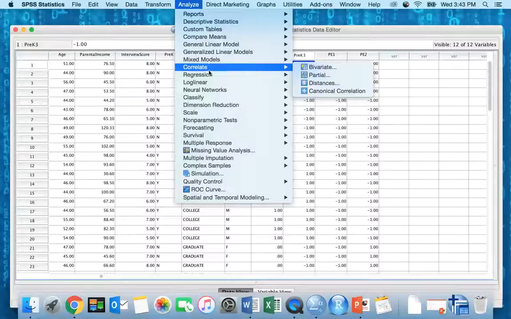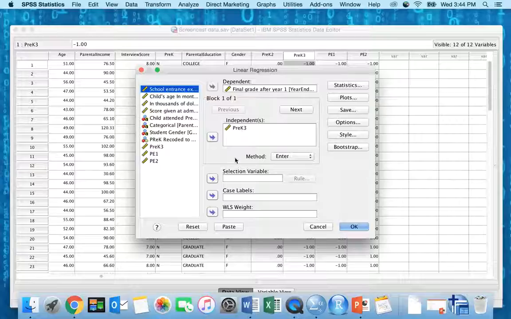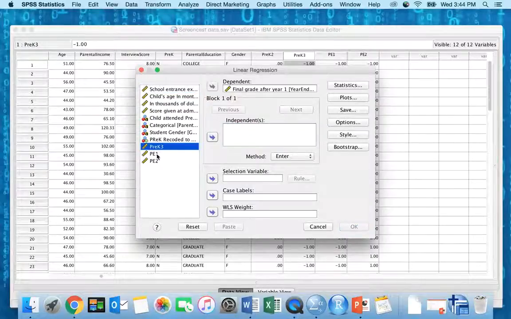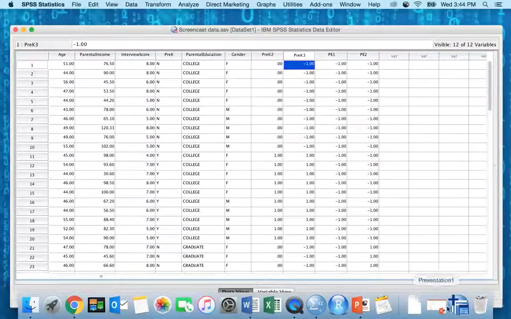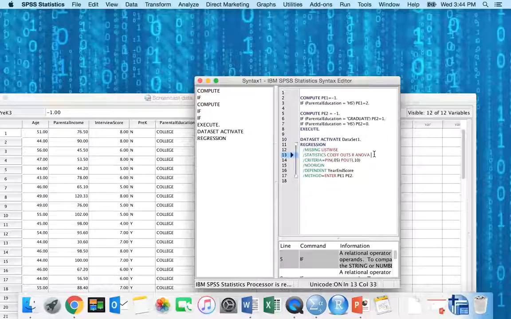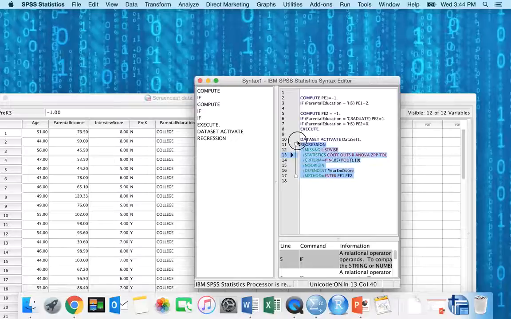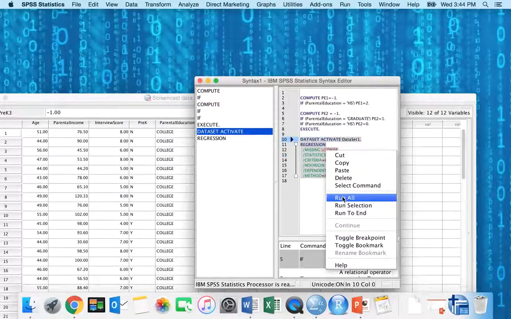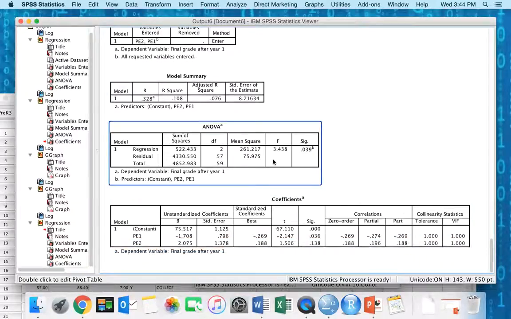let's go ahead now and run the regression. So I'm going to use parental education 1 and parental education 2. Put them in. I think I'll paste this syntax. And I'm going to go ahead and add my ZPP and my tolerance. Tolerance is going to be interesting. Okay. All right, we see there's a significant difference.